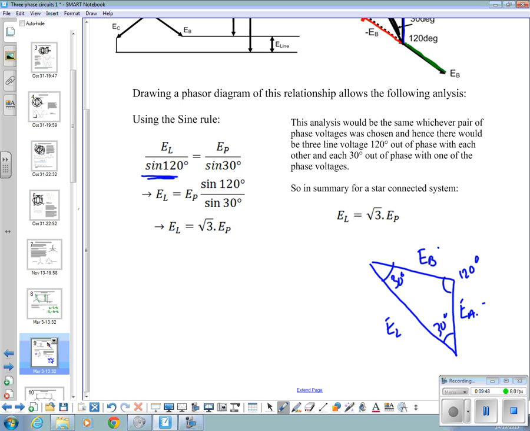Equally, E phase is equal to E line over root 3. That's just a rearrangement of that. So if you know the phase voltage, you can find the line voltage, and if you know the line voltage, you can find the phase voltage.